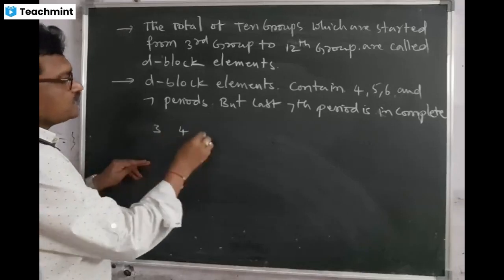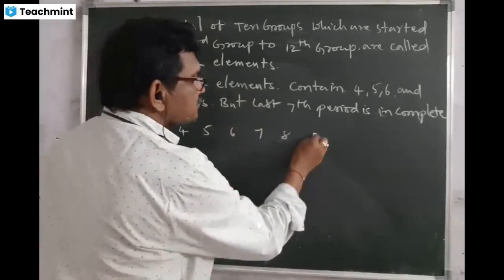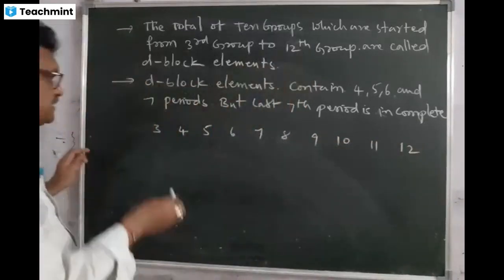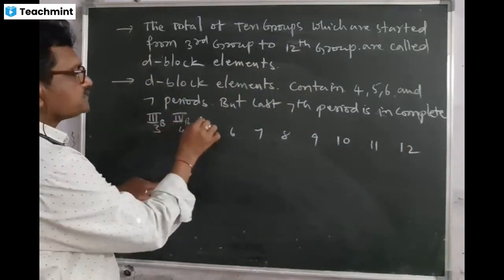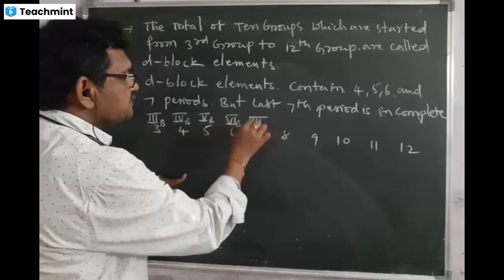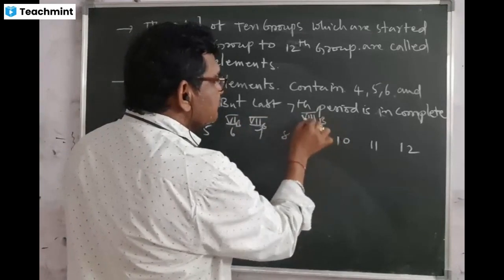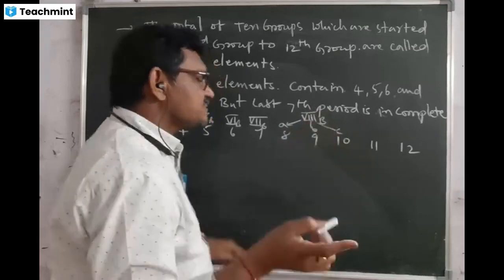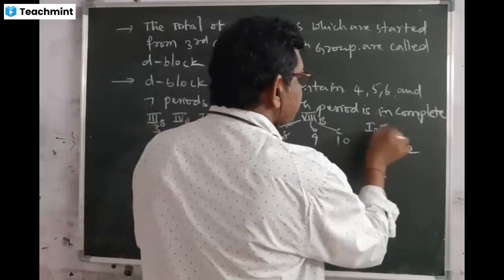Third, fourth, fifth, sixth, seventh, eighth, ninth, 10th, 11th, 12th. These groups are also named like this: third B, fourth B, fifth B, sixth B, seventh B. Here this is eighth B, and eighth B is subdivided into small a, small b, small c groups. I already explained this in an earlier class. Then this is named as first B, second B.